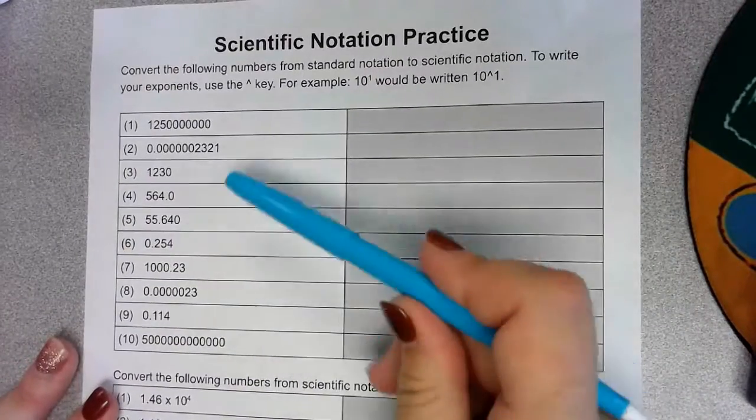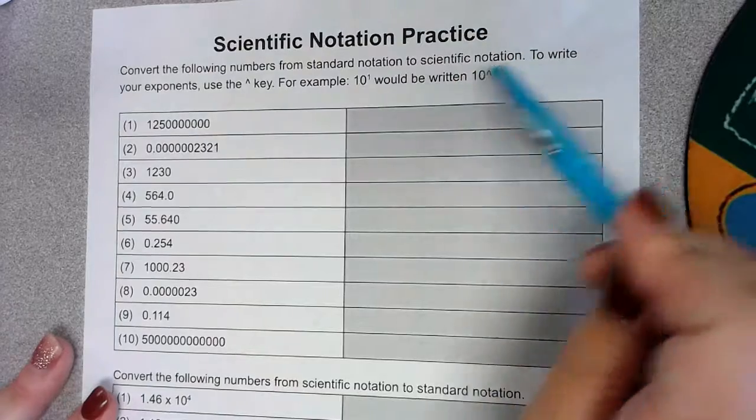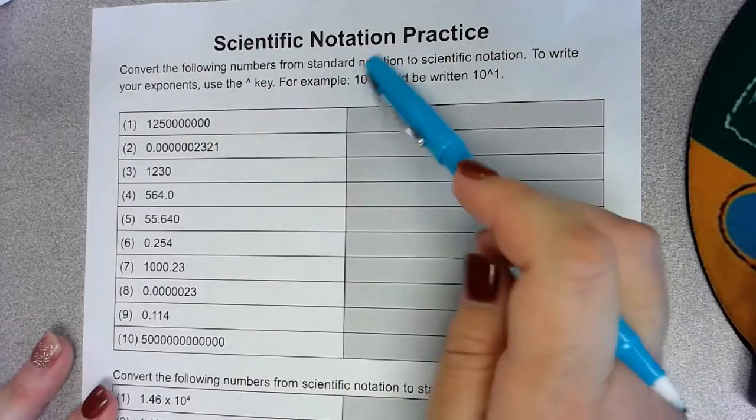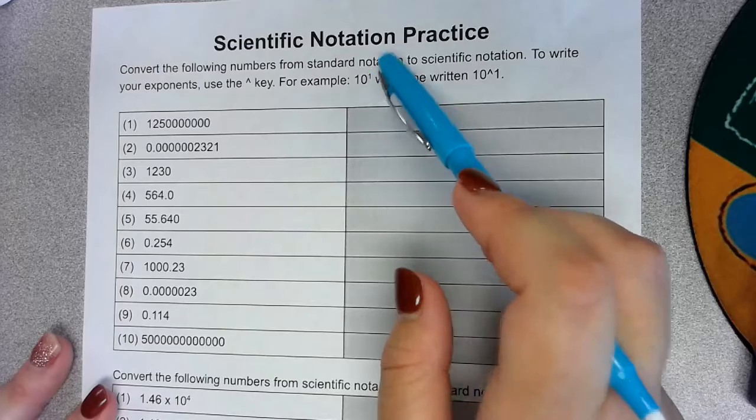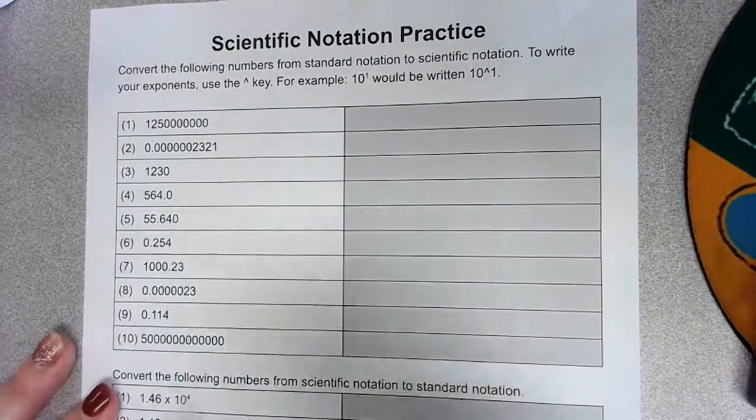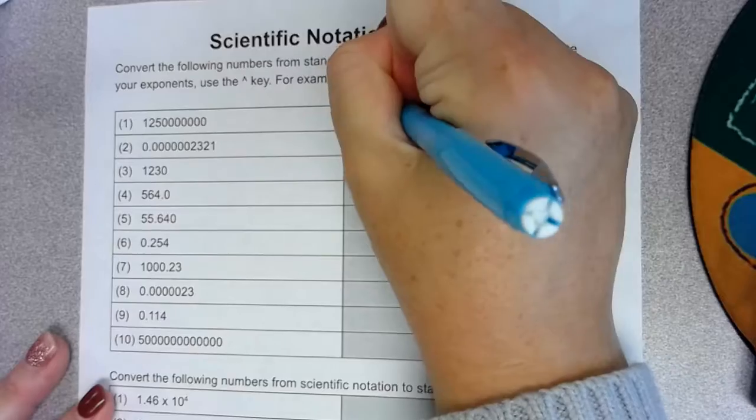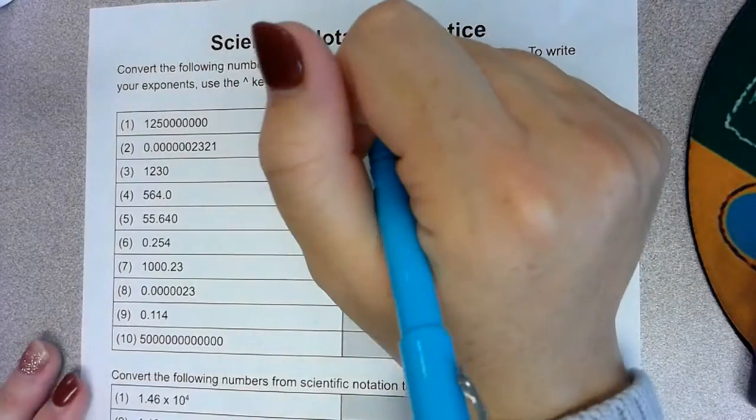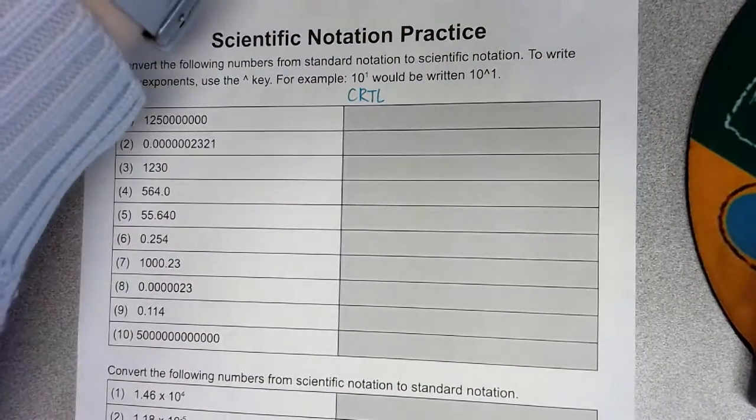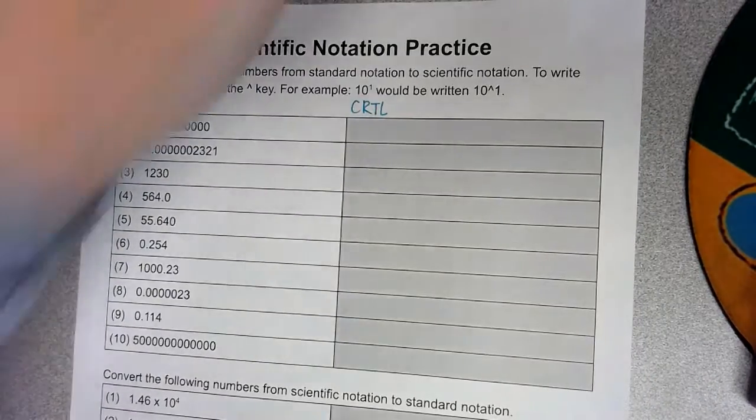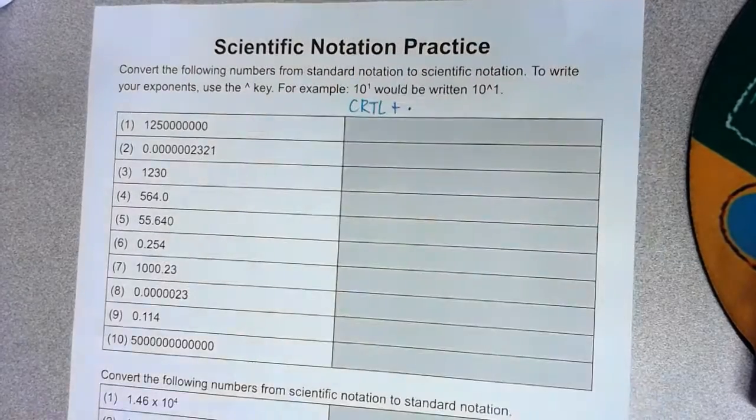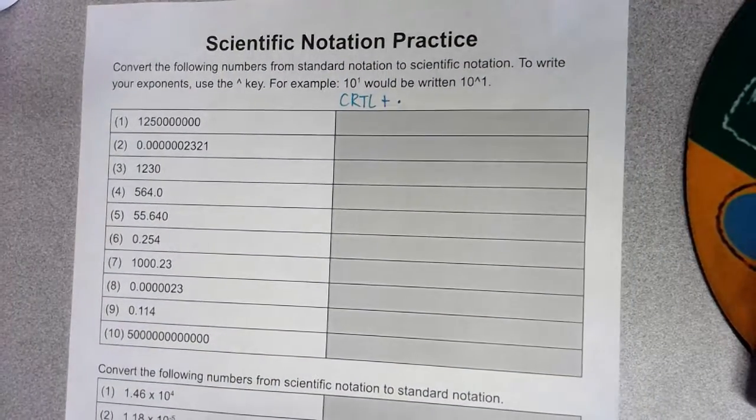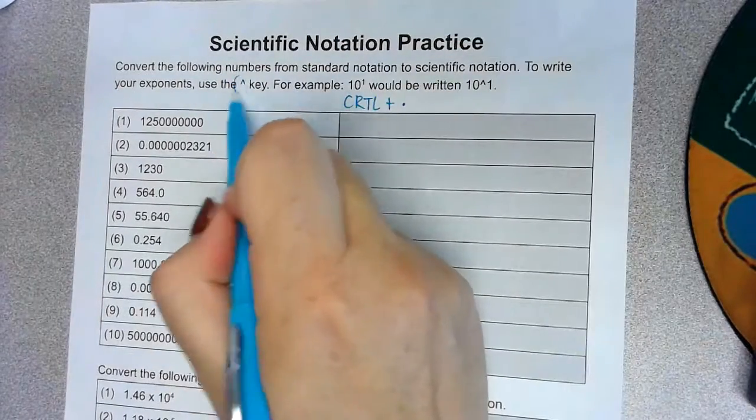So let's look at your homework for this now. And this assignment is going to be on your Chromebook. So it says convert the following numbers from standard to scientific notation. To write your exponents, you can use what's called the caret key, which, for example, 10 to the 1 will be written as 10 to the caret. You can also do control and comma, I think, or is it control period? Let me check really quick on my computer. Control period. Control plus the period button will give you an exponent, and then you hit that again to keep it from being an exponent. But don't let that confuse you. You can definitely use this key if you need to.